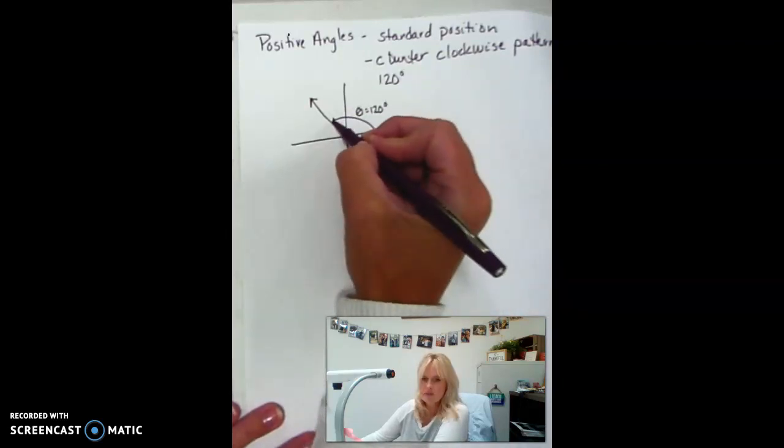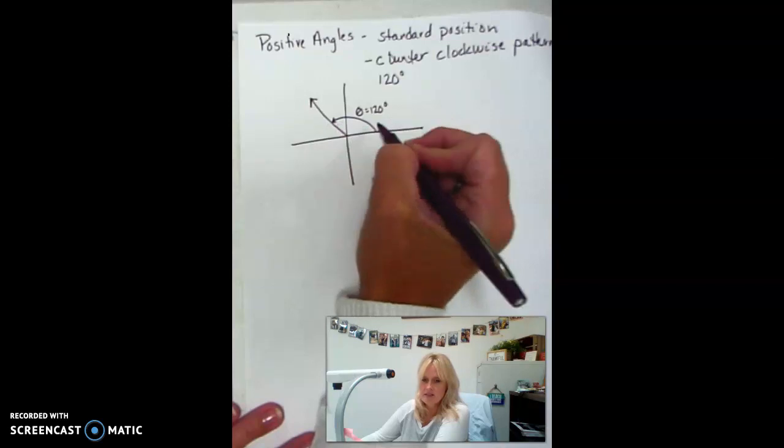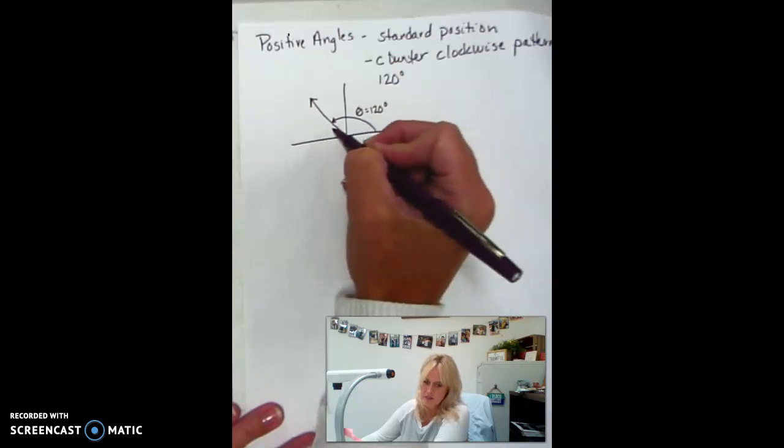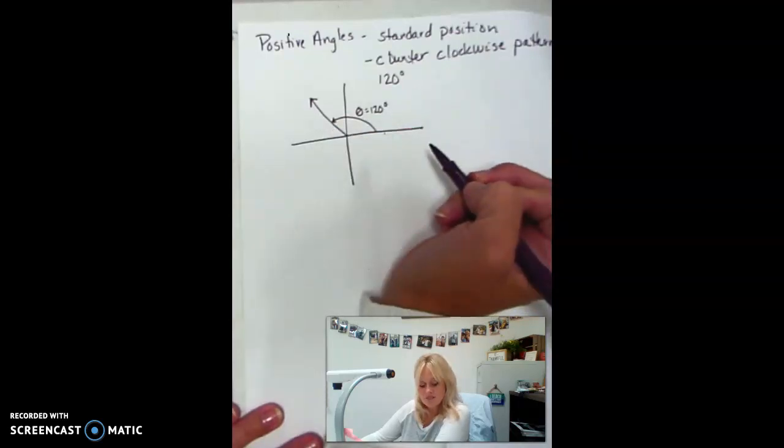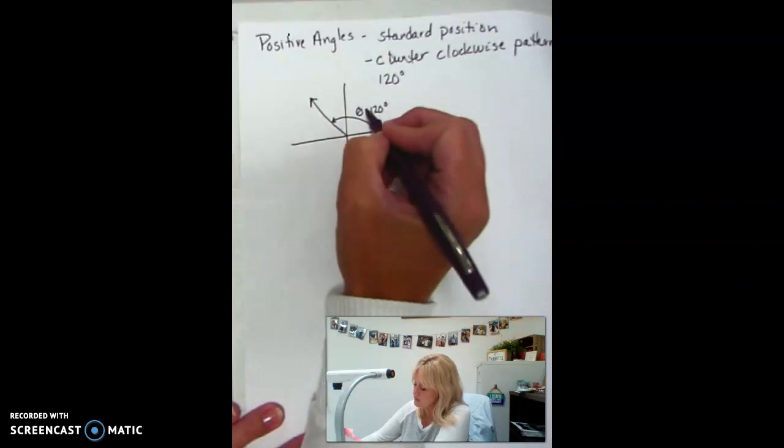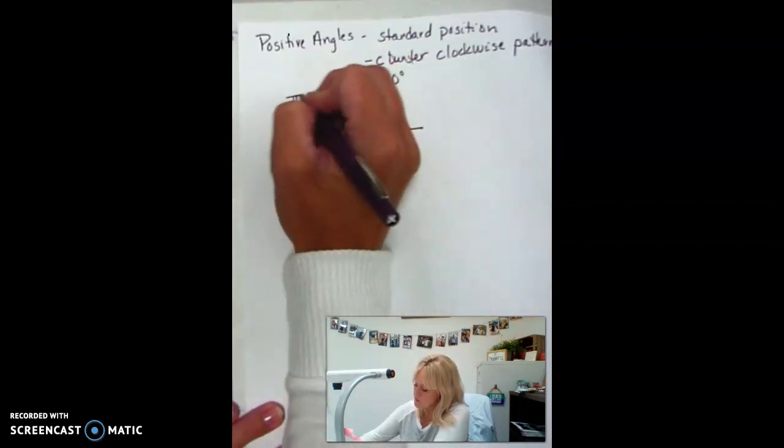Notice I've labeled my arrow inside here to show the direction that my arrow is going. That is also going to play a very important role. What quadrant does this lie in? Quadrant 1, 2.